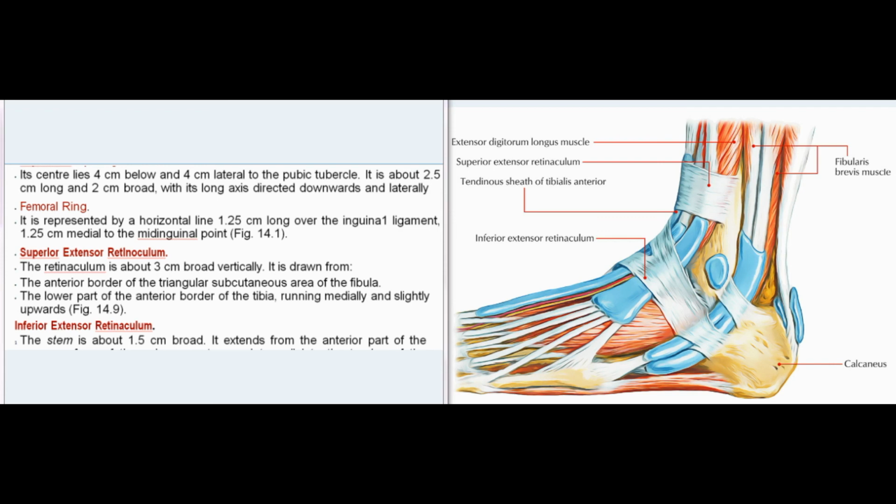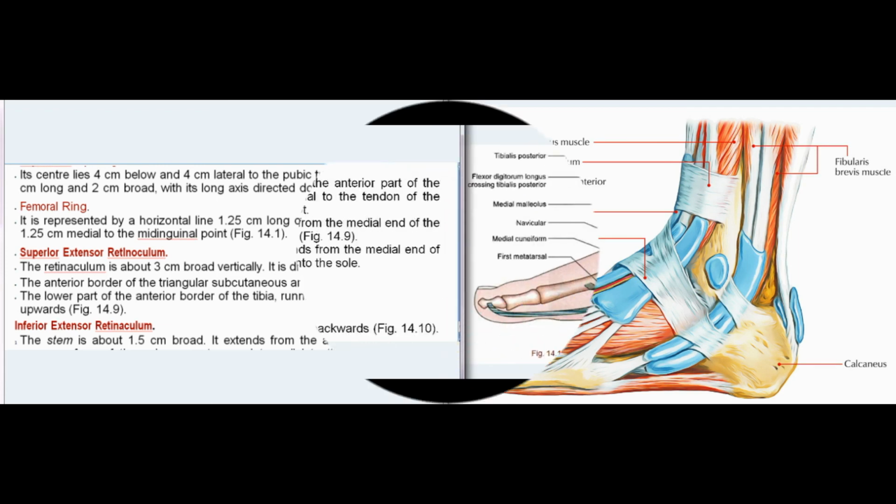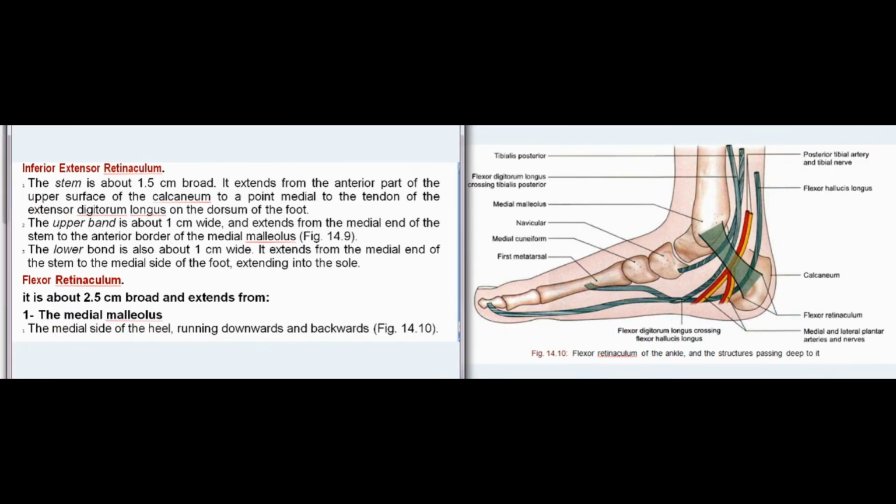Inferior extensor retinaculum. 1. The stem is about 1.5 cm broad. It extends from the anterior part of the upper surface of the calcaneum to a point medial to the tendon of the extensor digitorum longus on the dorsum of the foot. 2. The upper band is about 1 cm wide, and extends from the medial end of the stem to the anterior border of the medial malleolus, Fig 14.9. 3. The lower band is also about 1 cm wide. It extends from the medial end of the stem to the medial side of the foot, extending into the sole.